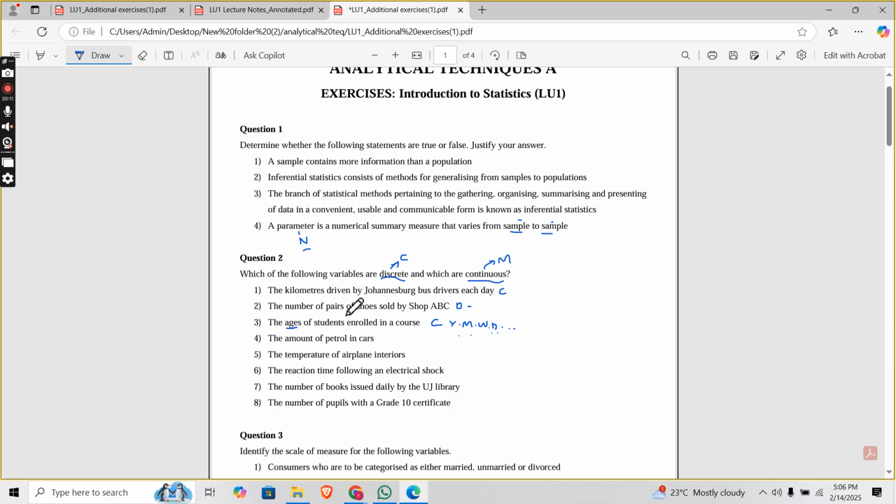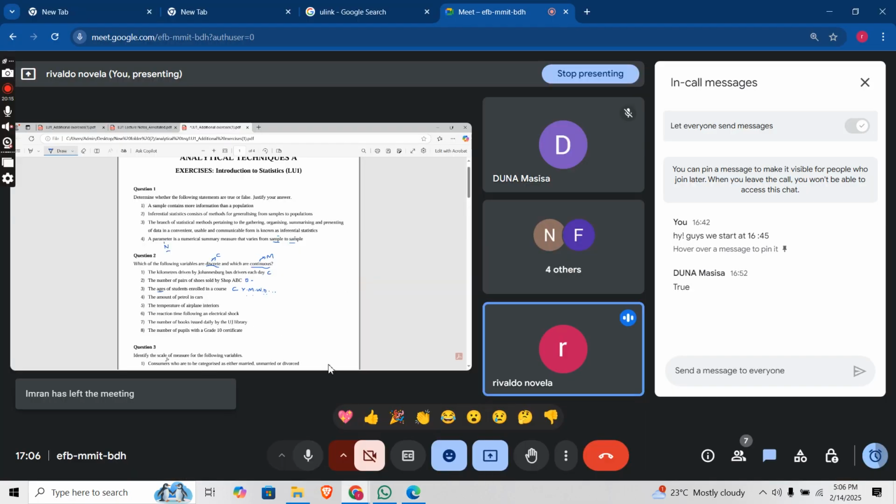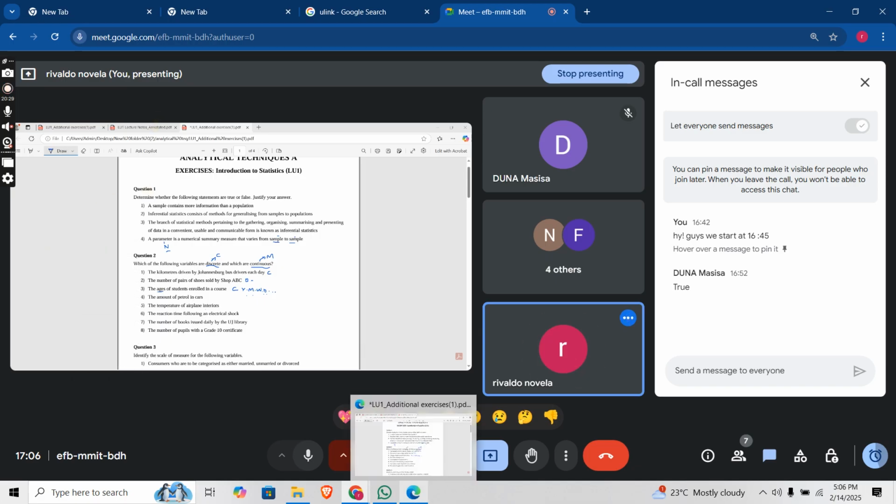So if you understand number 3, you can just give me a thumbs up. And if you don't, tell me or give me a thumbs down, and I'll explain once again. Alright, so everybody is cool with it. That's great.